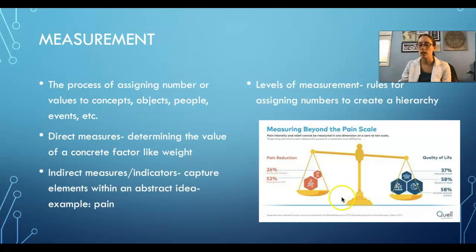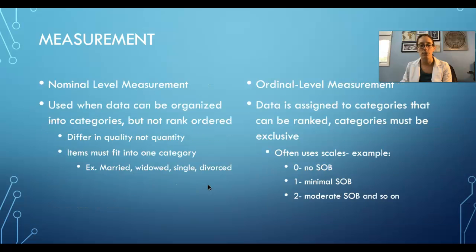But what we really need is the larger proportion of things that are related to pain. So what have we done to reduce pain? How is quality of life affected by pain? So you can see here that indirect measures capture an element within an abstract plan. We can't really measure pain specifically and all of the things that are related to it.